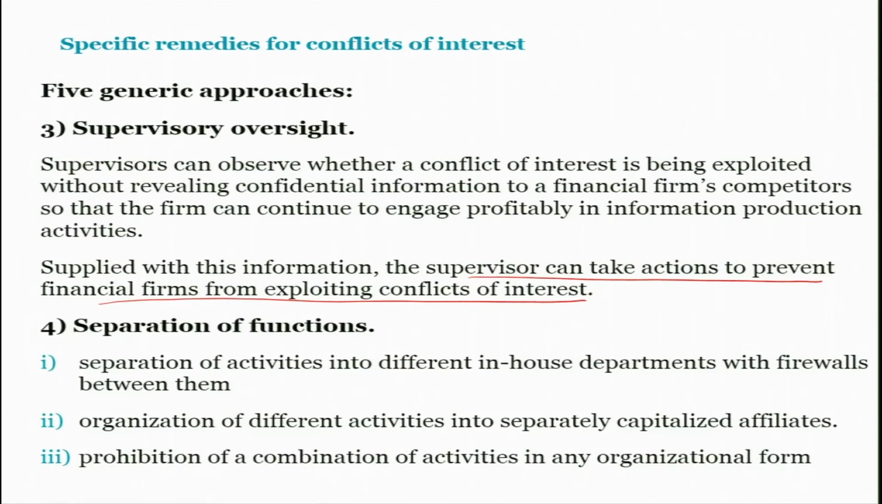And the fourth one is separation of functions. Separation of functions means, first, separation of activities into different in-house departments with firewalls between them. Second, organization of different activities into separately capitalized affiliates. And third, prohibition of the combination of activities in any organizational form. However, though these are remedies, at the same time we need to remember that separation of functions also adversely affects the synergies in information collection. That is an opportunity cost anyway.